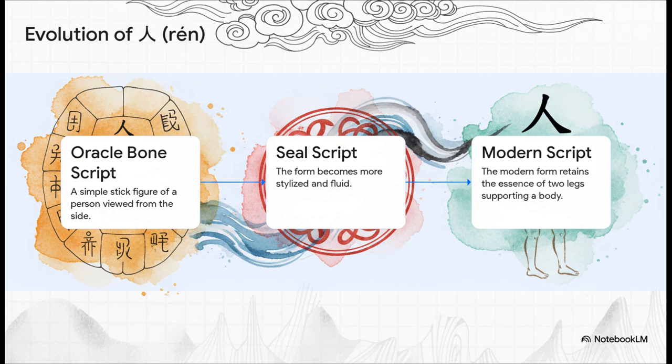It began as a super simple drawing of a person, seen from the side, carved onto ancient oracle bones. Over time, it got a little more stylized, a little more fluid, like you see in the seal script. But even today, in its modern form, you can still totally see the 2 legs supporting a body. When you see that connection, it's not just memorizing strokes anymore. You're remembering a picture. It makes it so much easier.